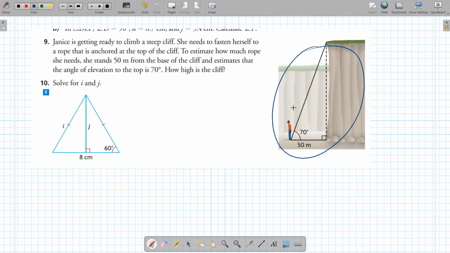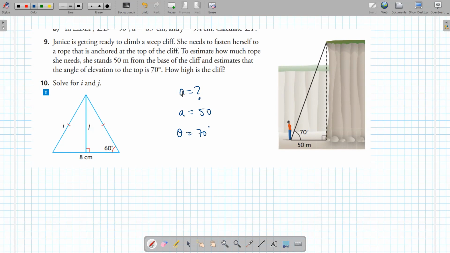So this is your triangle. This is your angle of reference. This one right here, 70 degrees. Relative to this angle, which side is the height? Opposite, adjacent, or hypotenuse? It's the opposite. So you're looking for the opposite. And which side of the triangle are you given? The adjacent, which is 50. And the angle is 70 degrees.